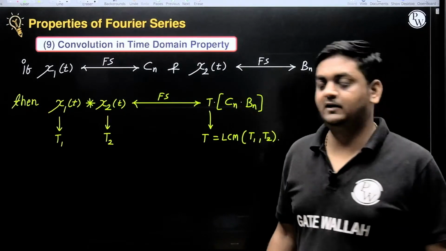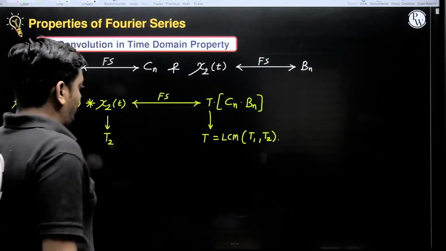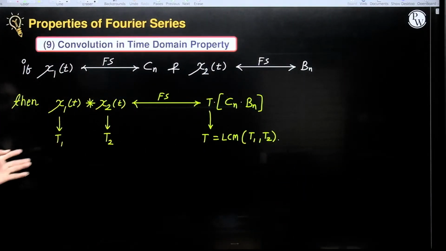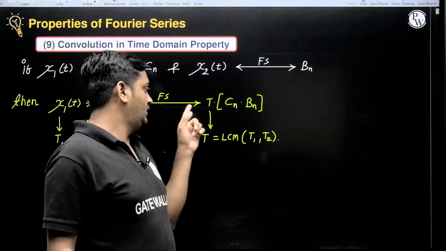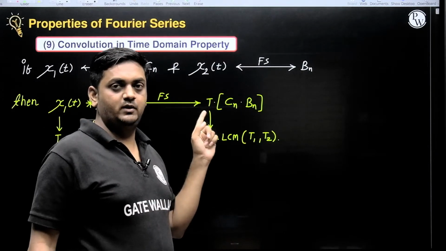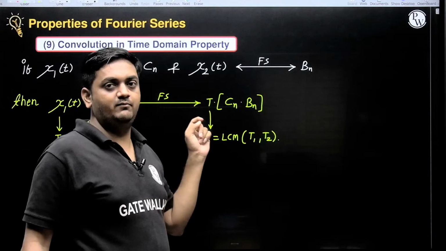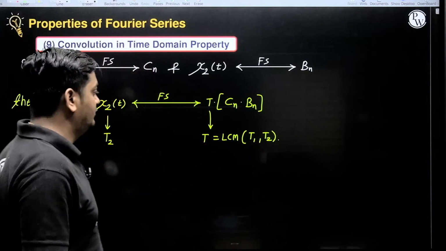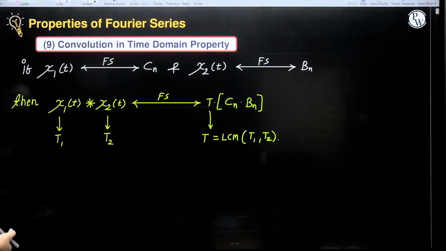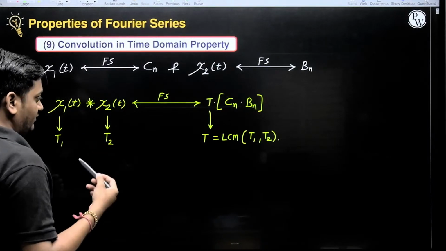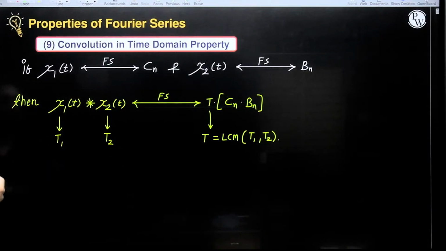Okay, fine. So simply what you have to remember: convolution in the time domain corresponds to multiplication in the frequency domain. But here, in the Fourier series, you also have to remember the fundamental time period T is the LCM of the individual signals' fundamental time periods, correct? The proof is available here also, but again, I am telling you, it is not needed.